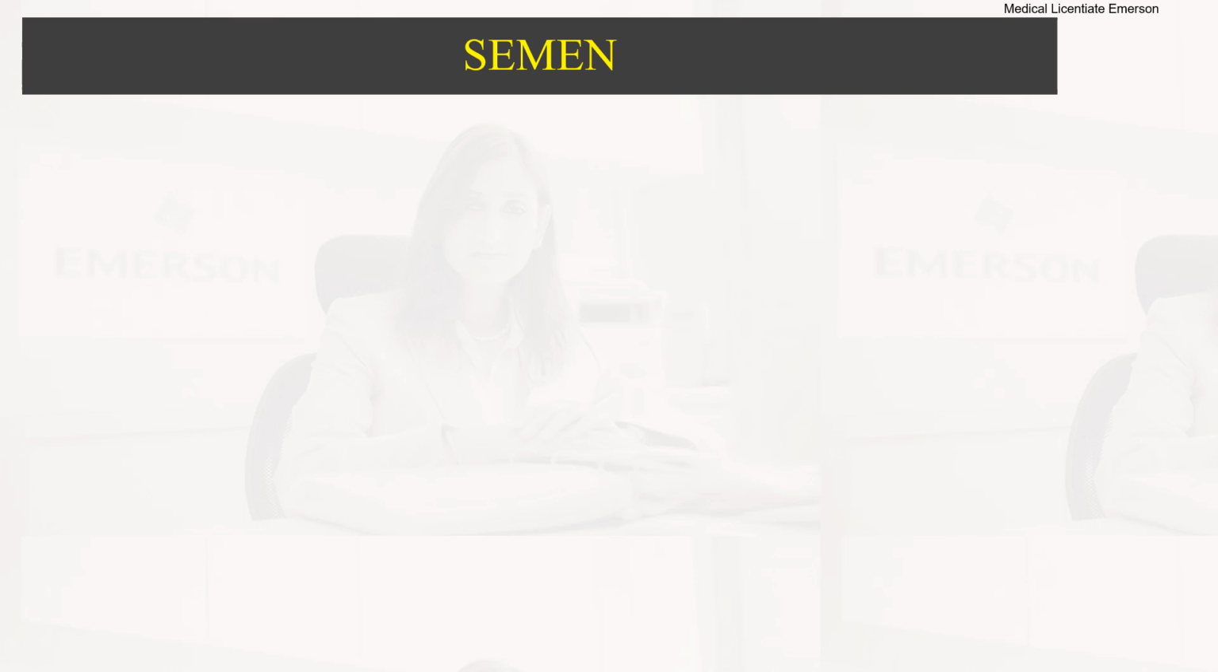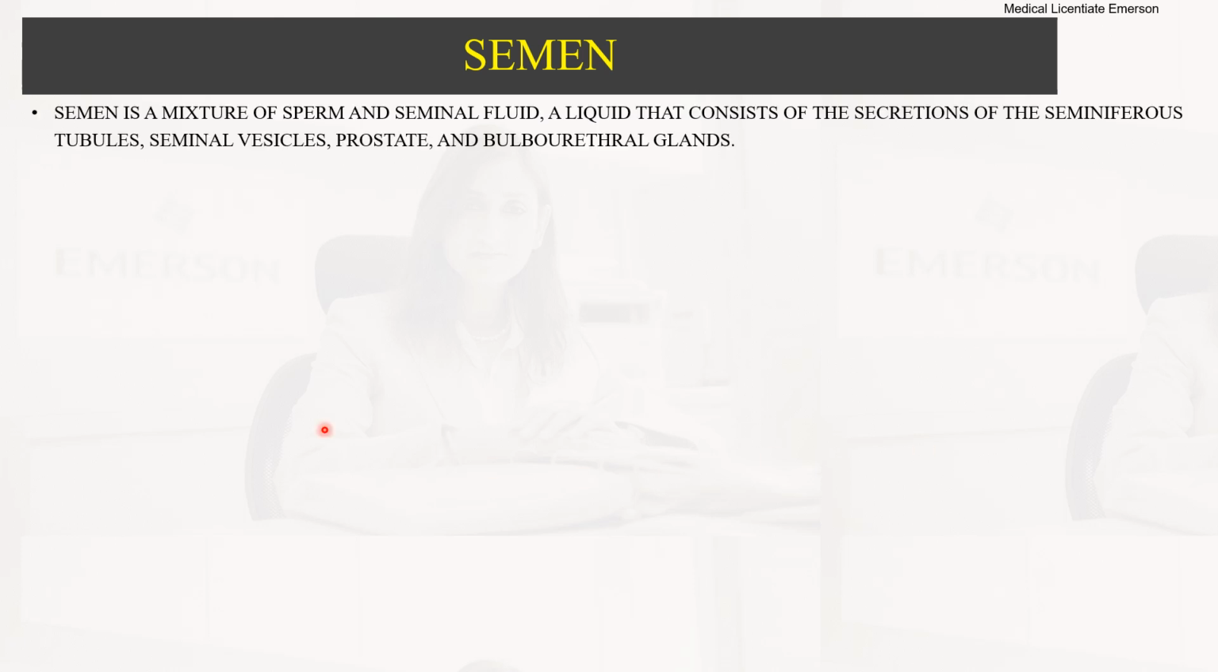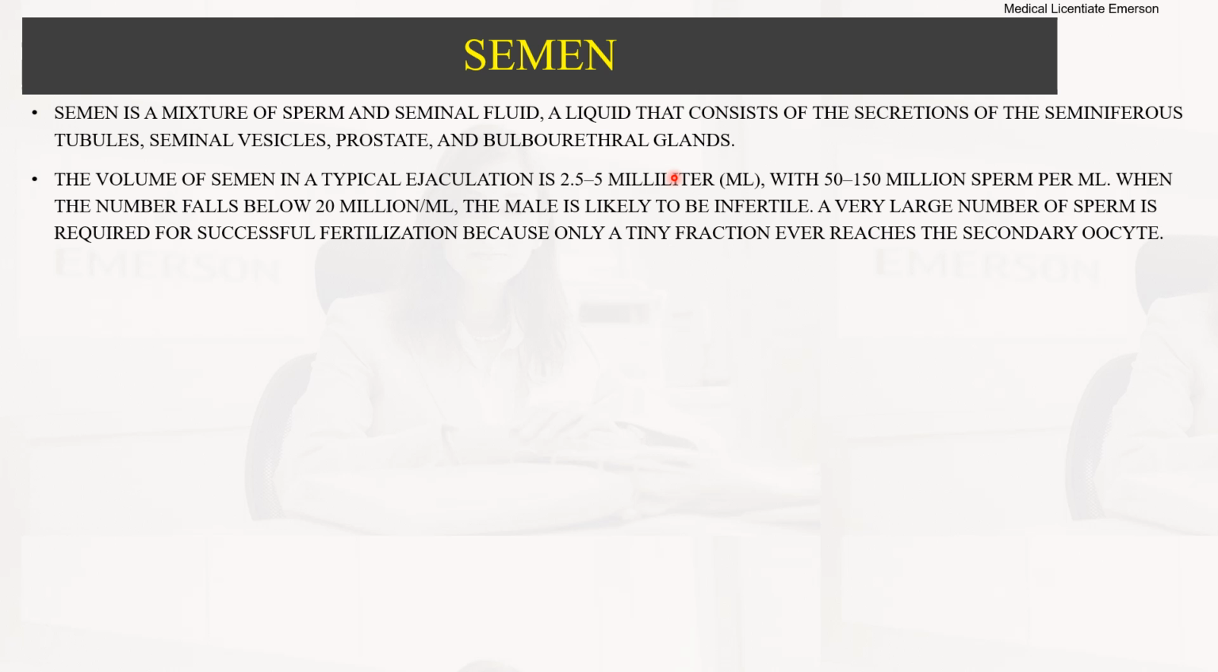Okay, so let's now look at semen. What really is semen? Of course we have identified that semen is made up of 10% sperm, then 30% the prostatic fluid, the milky part, and 60% the seminal fluid. So semen is a mixture of sperm, seminal fluid, and the liquid that consists of the secretions of the seminiferous tubules, seminal vesicles, prostate, and the bulbourethral glands.